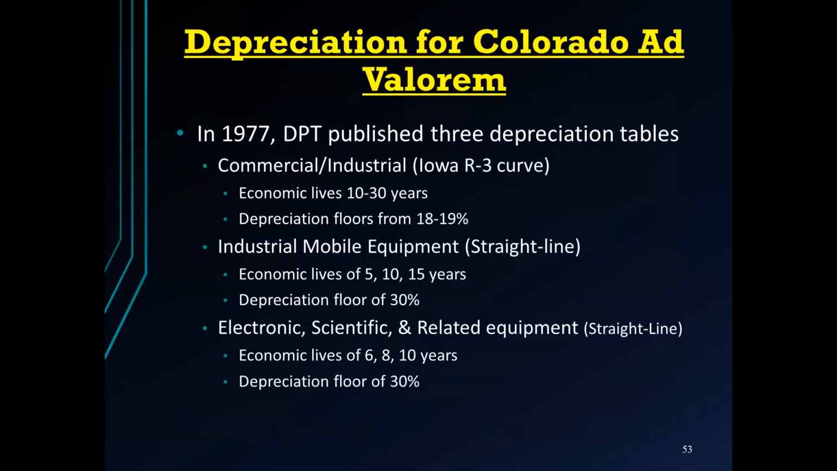In 1977, this is where the change occurred. The DPT started publishing 3 different depreciation tables. One for commercial industrial, which used the R3 curve, 10 to 30 year economic lives, 18 to 19% floor. For some mobile equipment, they used straight line depreciation with a floor of 30%. So yes, it was straight line, but you never got below 30%. And then for some electronic, scientific, and related equipment, they used straight line depreciation with a floor of 30%.